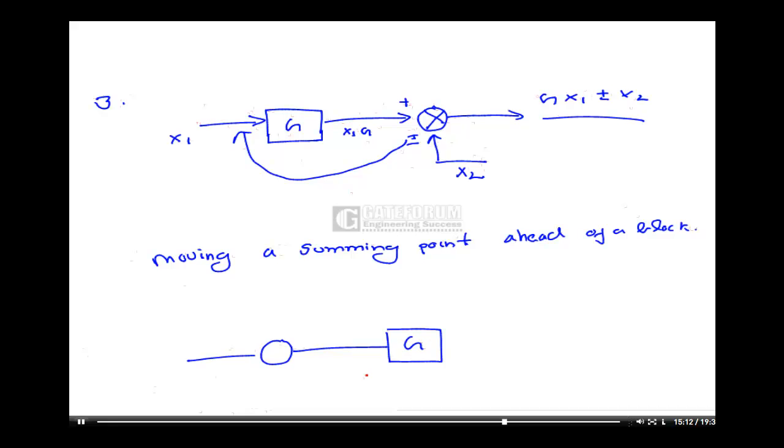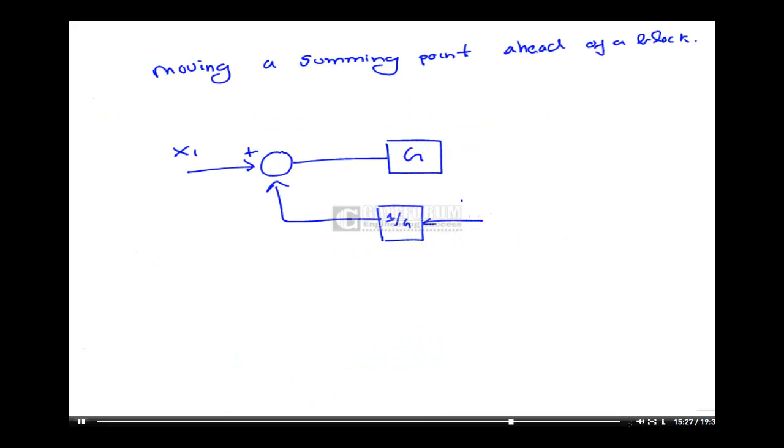G, input coming here is x1 plus, it should be multiplied by 1 by G. Input coming here is x2. So now at this point I will have x1 plus minus x2 by G, and the output of this is G times x1 plus minus x2. Okay, so we need to multiply by 1 by G in the x2 path.